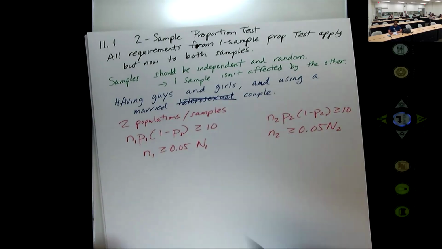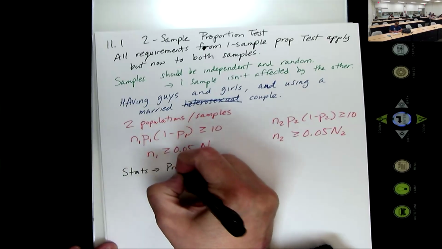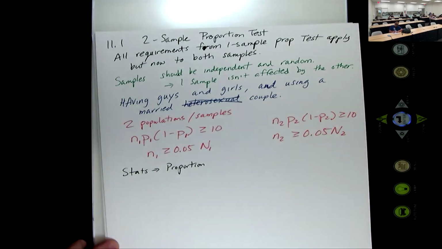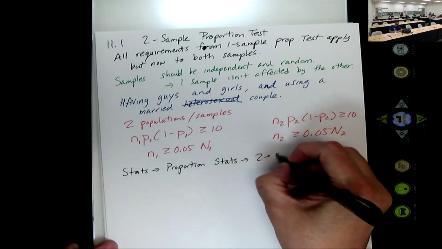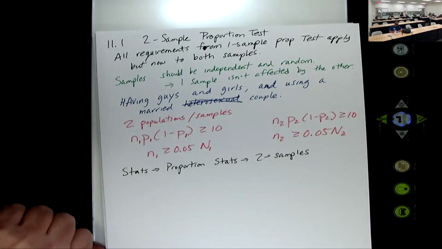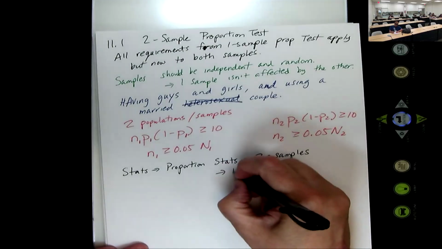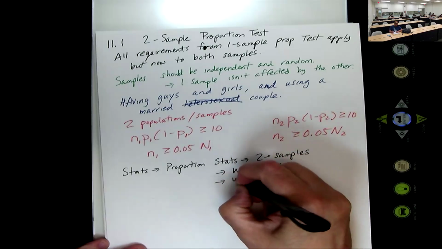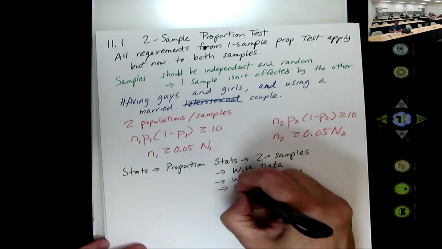Alright, so how do we do it? We're gonna go Stats, Proportion Stats, Two Samples. It will give you the option for with data, with summary, and with power sample size.